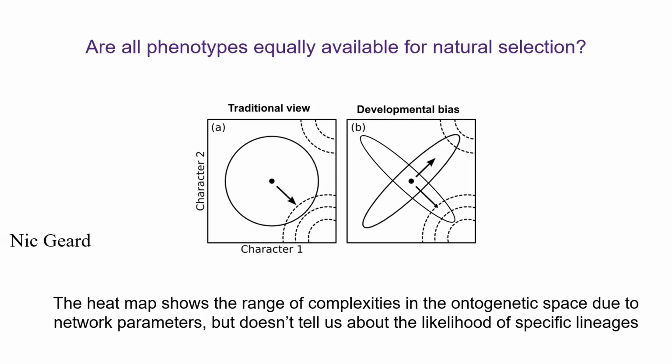Because that heat map shows the range of complexities in ontogenetic space, but it's not telling us about the likelihood of a specific lineage. So the traditional view in evolutionary computation is that pretty much any character trait is reachable by a small amount of a random walk or a mutation in that space. So mutation can enable you to reach everything.